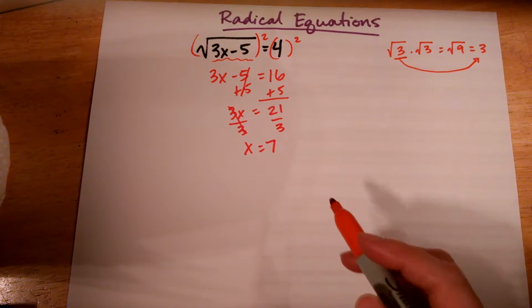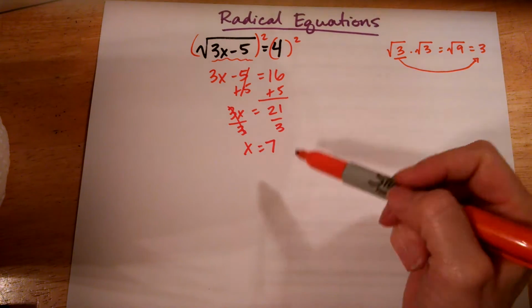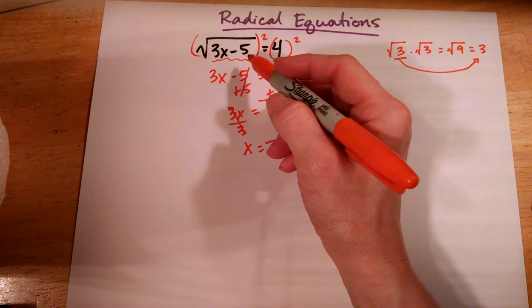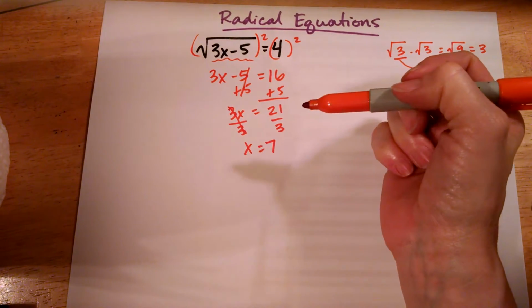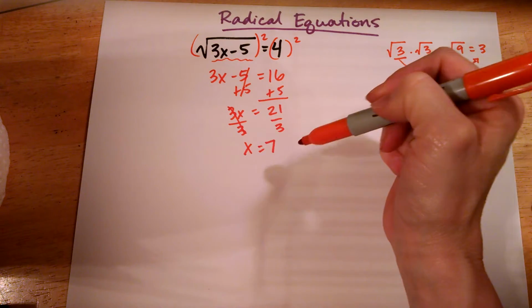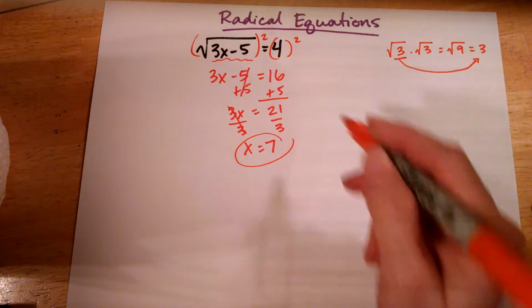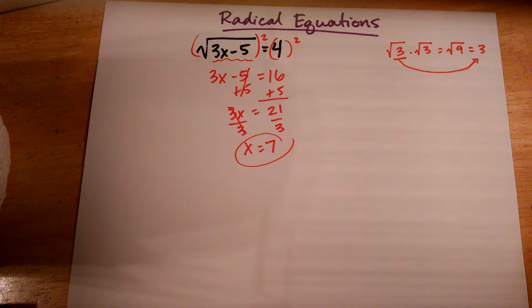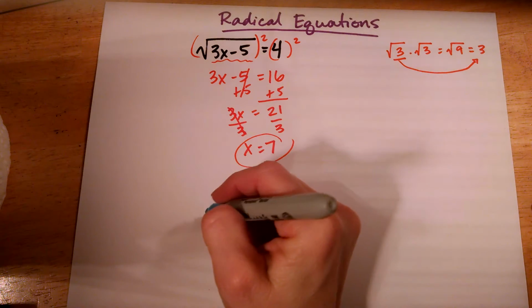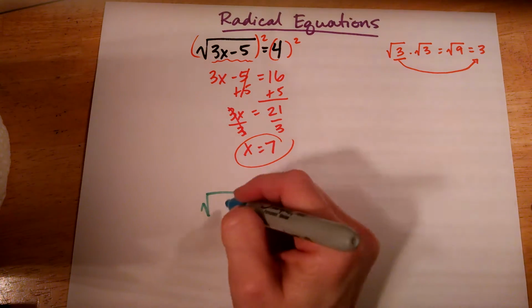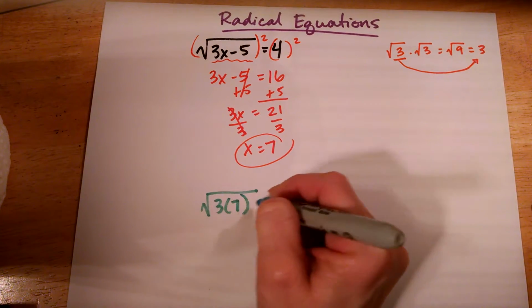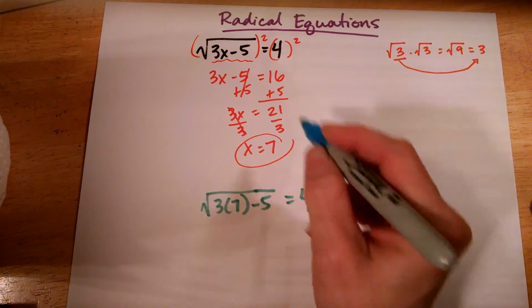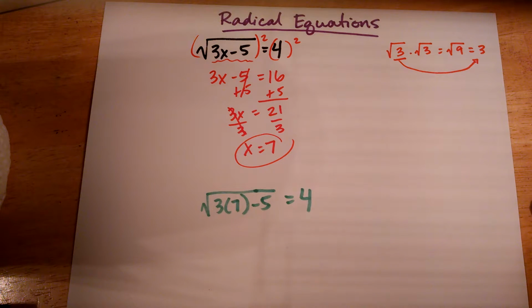Okay, so now the thing with radical equations is that you're going to have to check this answer in the original equation to make sure it works, because the funny thing with radicals, not everything works when you work it out. Okay, so let's use x equals 7. I'm going to plug that in here to our original equation. So the square root of 3 times 7 minus 5 should equal 4, or at least that's what our original equation said.